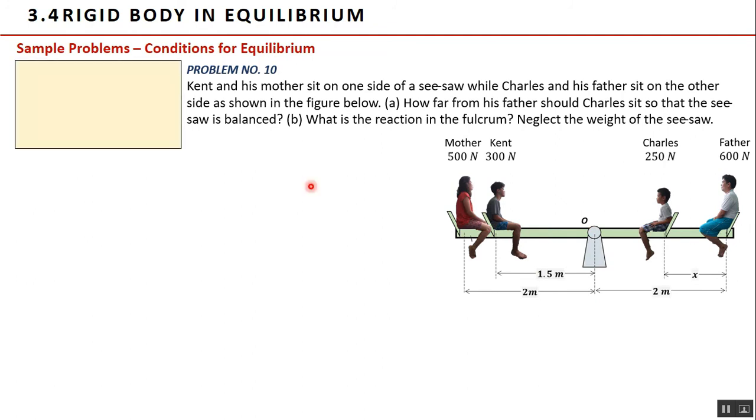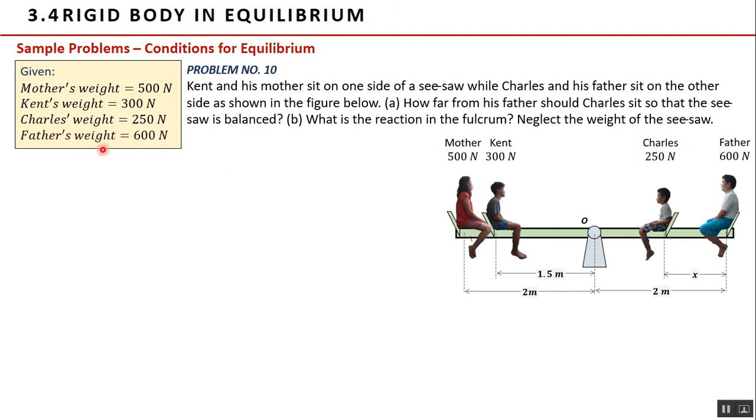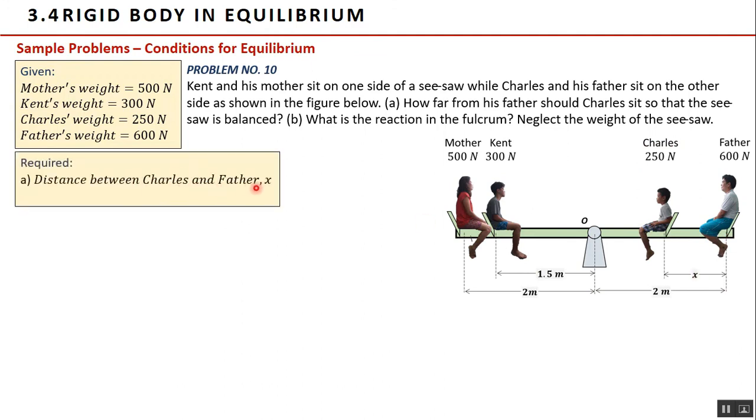So we list down the given information. The weight of mother is 500 newtons. Kent is weighing 300 newtons. Charles is 250 newtons, and their father's weight is 600 newtons. Also in the figure, distances are indicated. Mother is sitting 2 meters from the center O, Kent is 1.5 meters, and father is also 2 meters. We do not know yet the relative distance of Charles from the center, nor his distance from his father. And that is what we are looking for in letter A, and let us denote it as letter x.